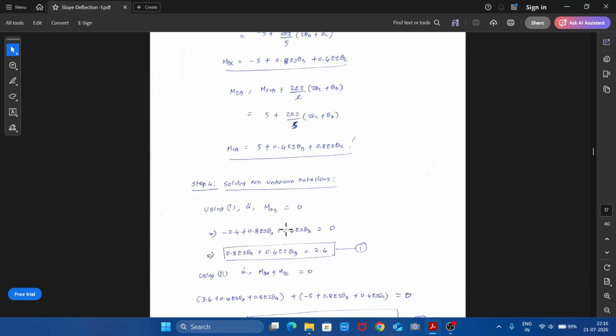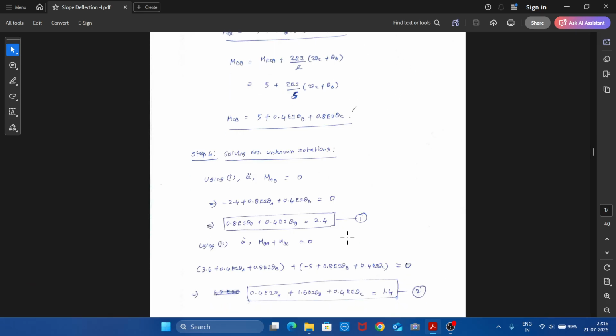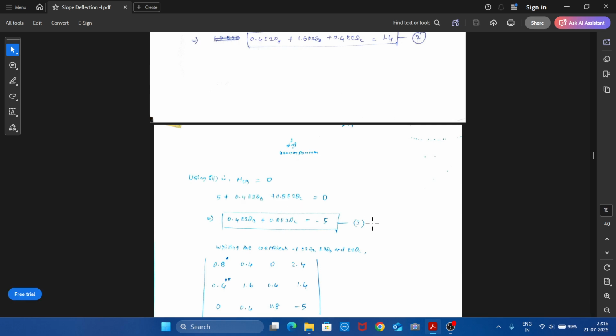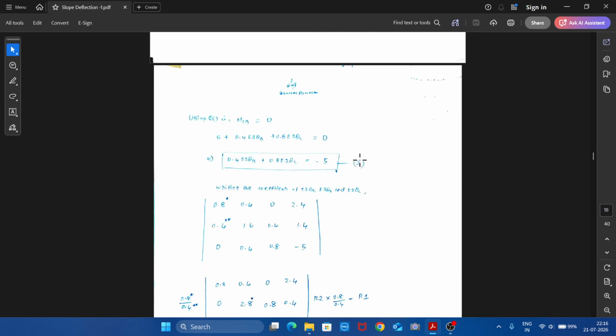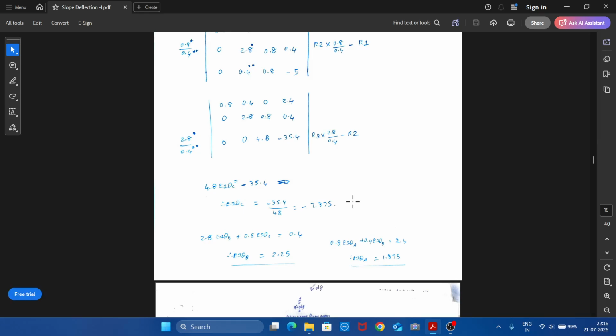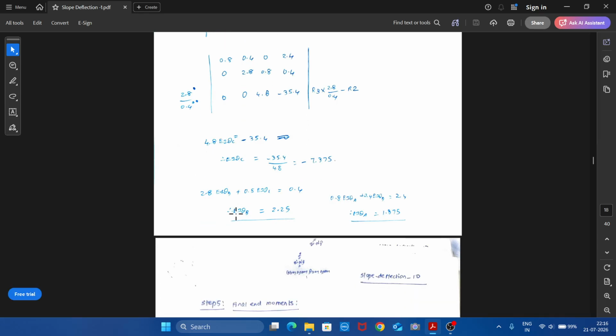Then step 4, we need to solve for the unknown rotations. In the first step, we have three equations of equilibrium, namely MAB equal to 0. We substitute the value of MAB obtained in the third step, that is in the slope deflection equation, and we get one equation. Similarly, using equilibrium equation 2 we get another equation, and using equilibrium equation 3 we get another. So we have three simultaneous equations involving three unknown rotations. Solving them, we get the values of EI theta B, EI theta C, and EI theta A.